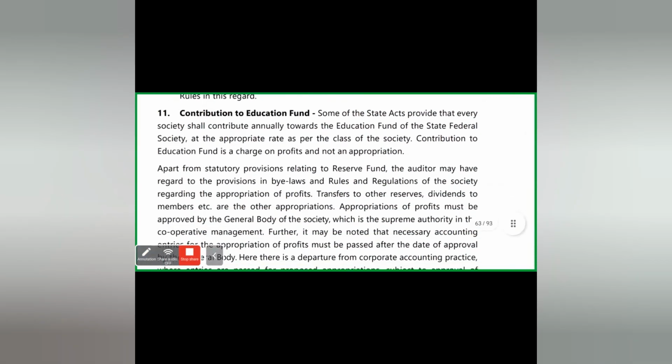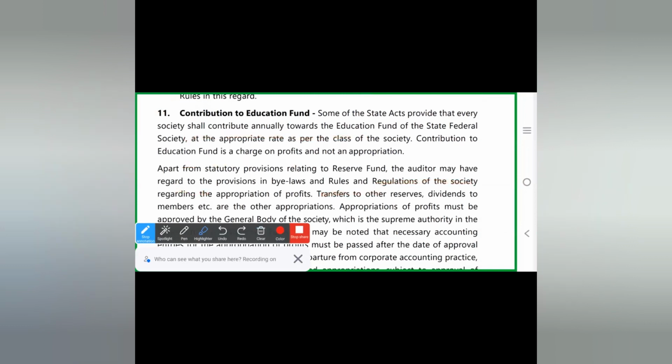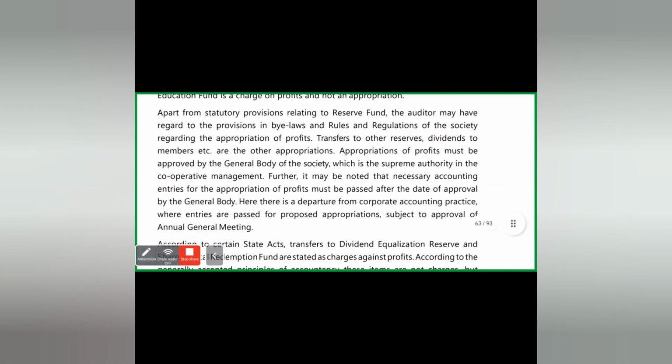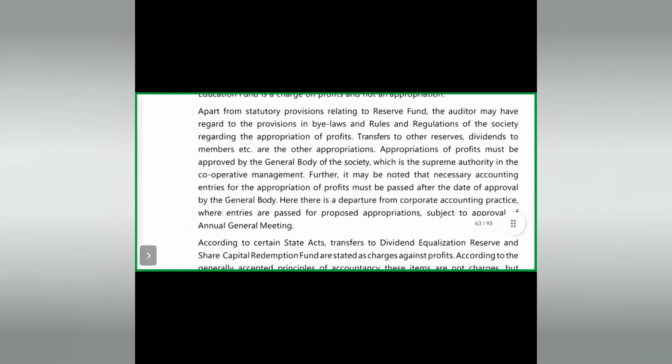Apart from this, in case of contribution to education fund, some state acts provide that every society shall contribute annually towards the education fund of the state federal society at the appropriate rate, and contribution to the education fund is a charge on profit and not an appropriation. Apart from statutory provisions, the auditor may have to regard the provisions in the bylaws and rules and regulations of the society.